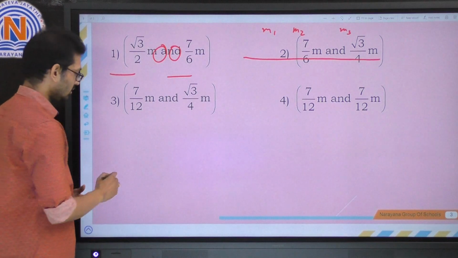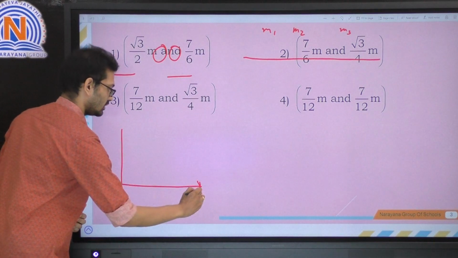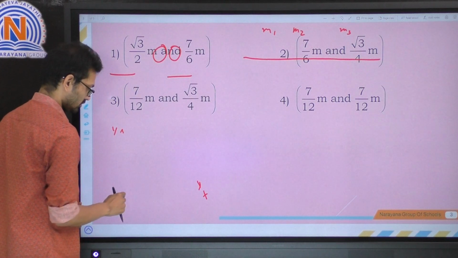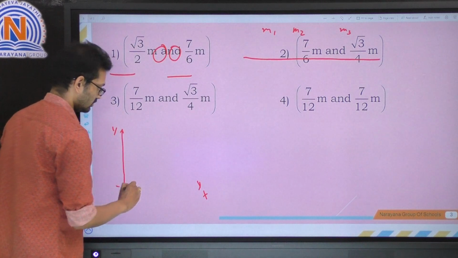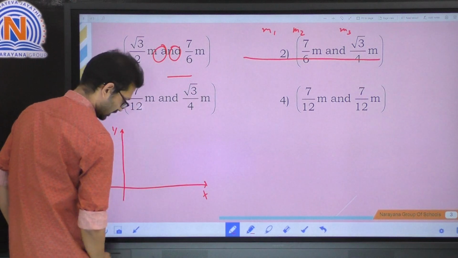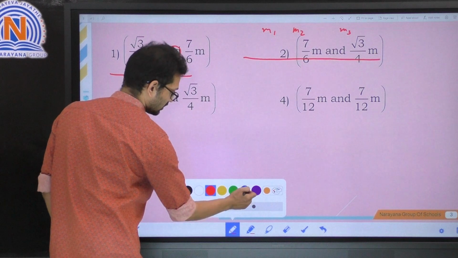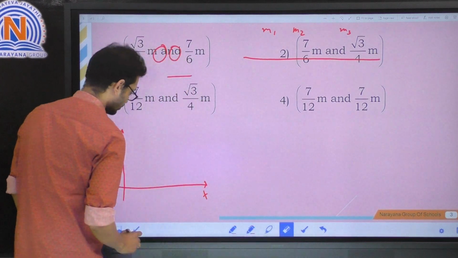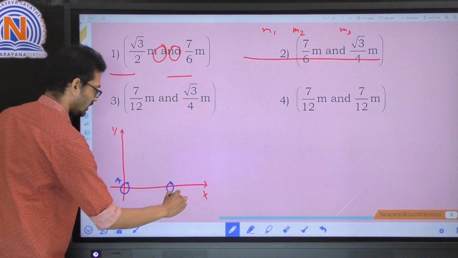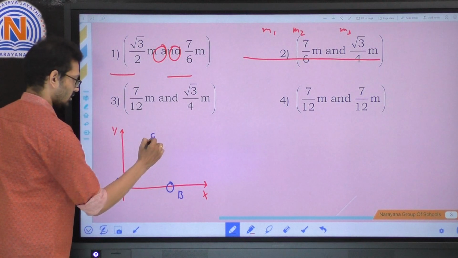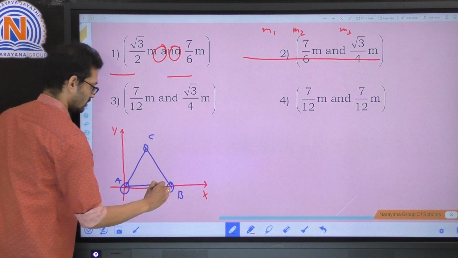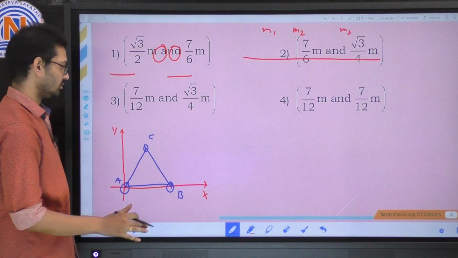Now let us consider this. We will take this as the x-axis and this one as the y-axis, and we will take the masses in another color. Masses, we will take as blue. So here we have mass A, here we have mass B and here we have mass C. Okay, now this is the thing which we had.